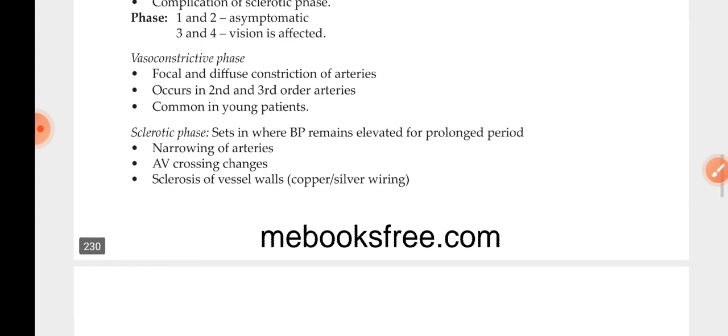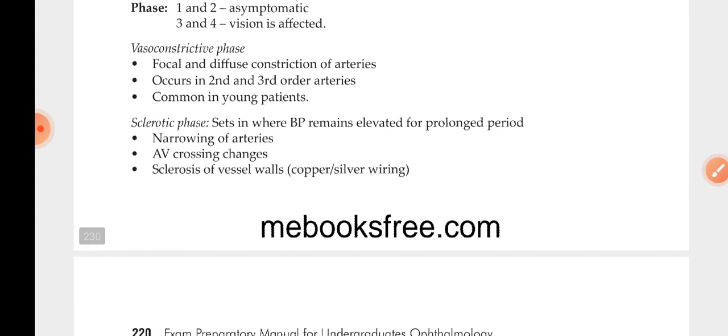First is the vasoconstrictive phase: focal and diffuse constriction of arterioles. It occurs in second and third order arteries and is common in young patients.